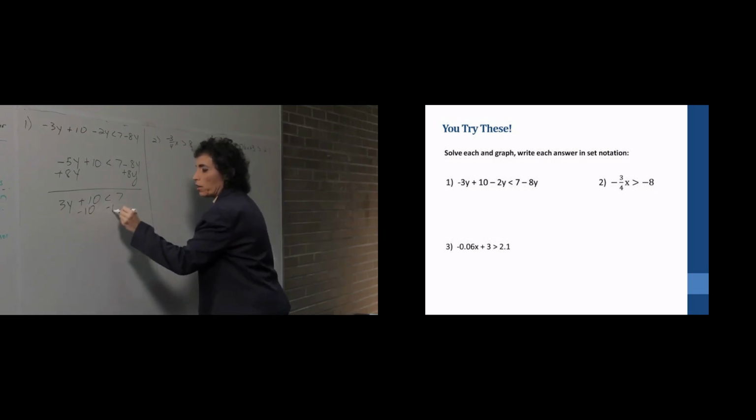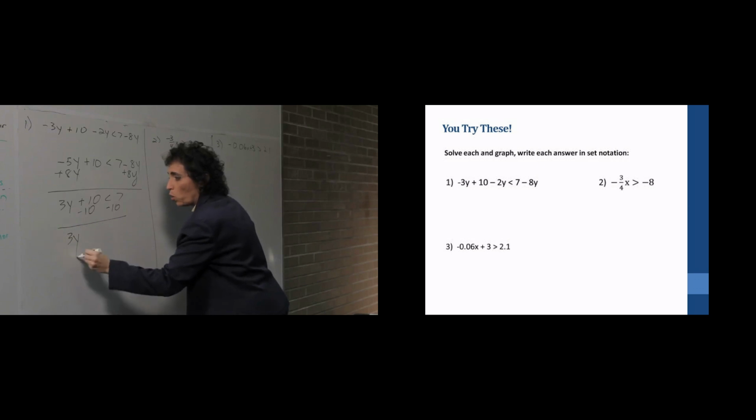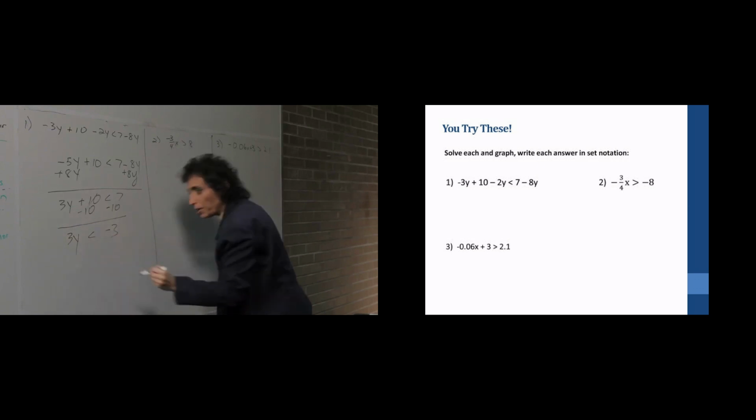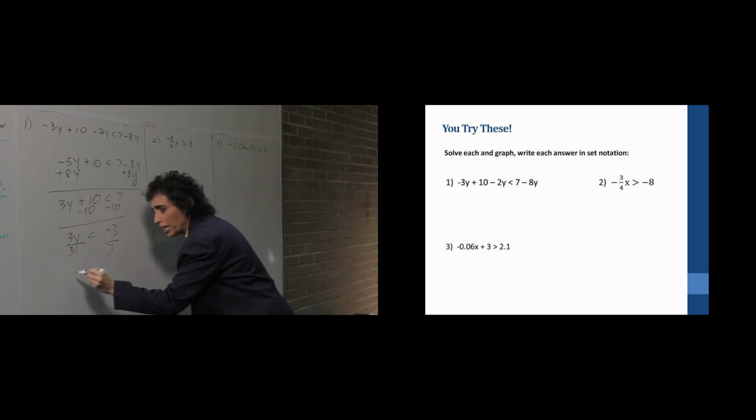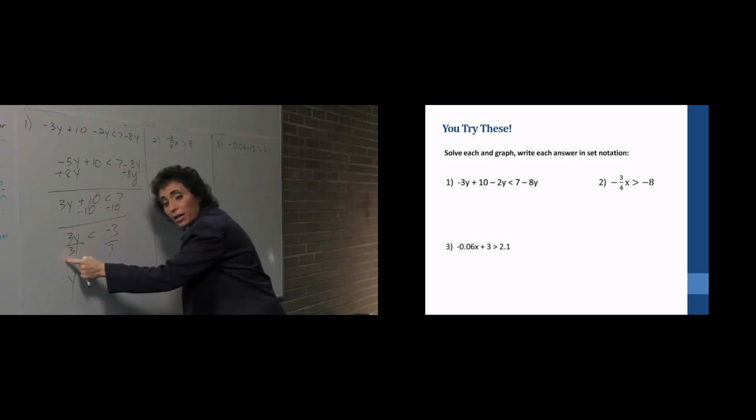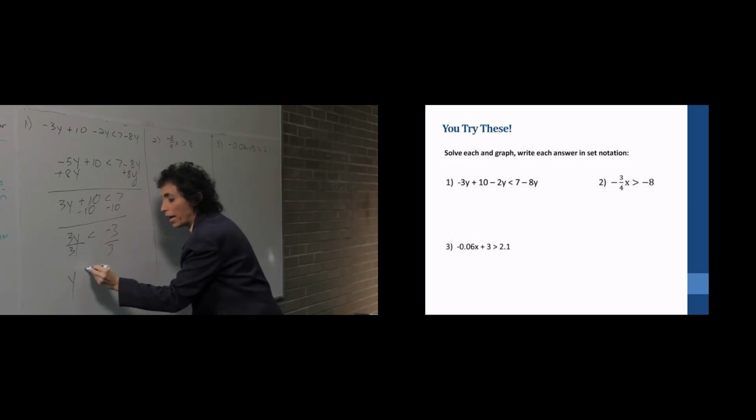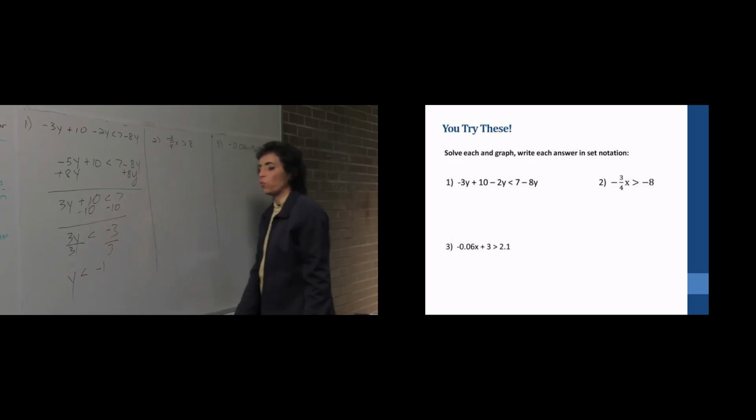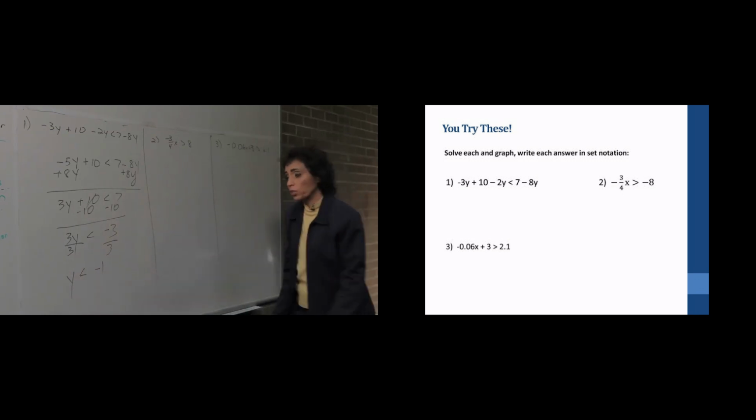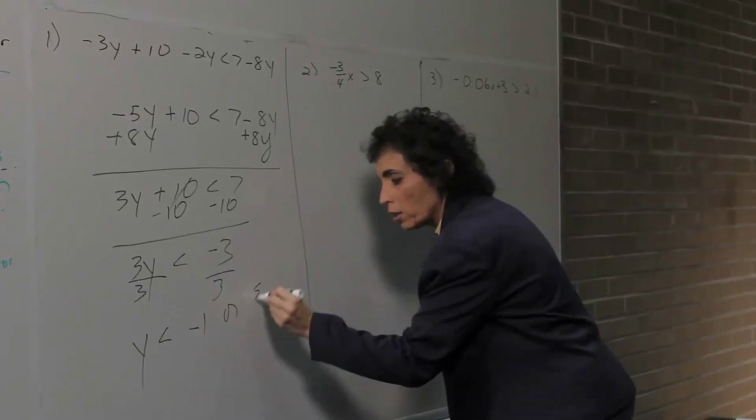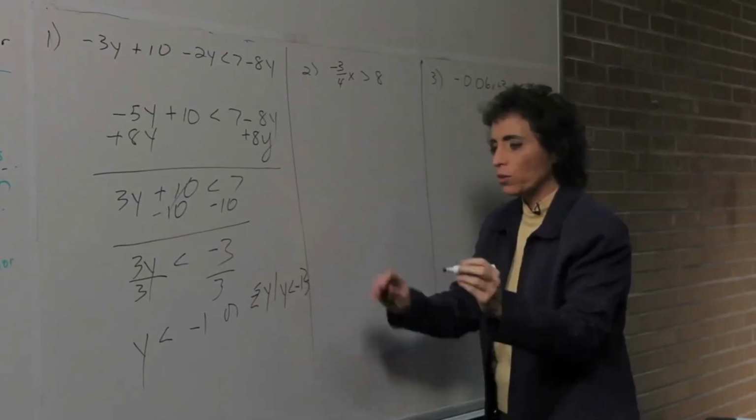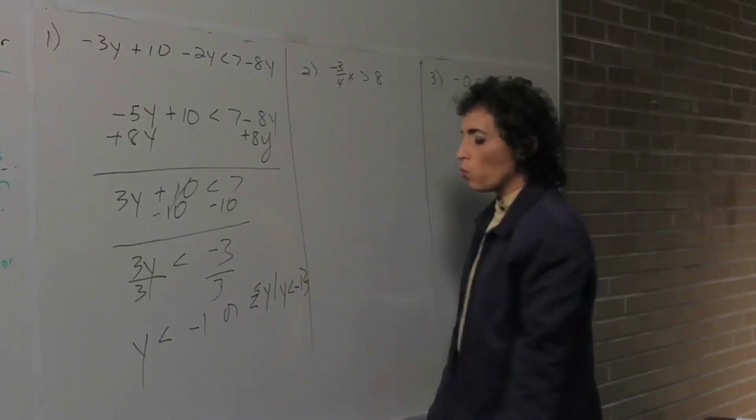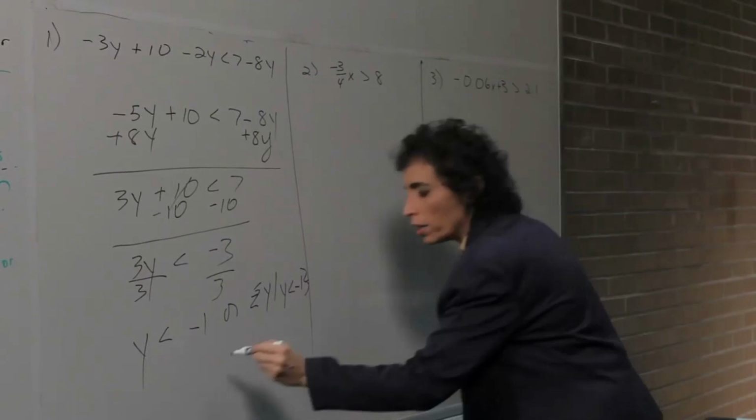Subtract 10, subtract 10. 3y is less than negative 3. Divide by 3. Do I have to flip the symbol? The answer is no. I didn't divide by a negative. I divided it into a negative. Who cares? Y is less than negative 1. That's fine for me for set notation. You might want to see this. Same thing. I don't care. But we do want a graph. y is less than negative 1.